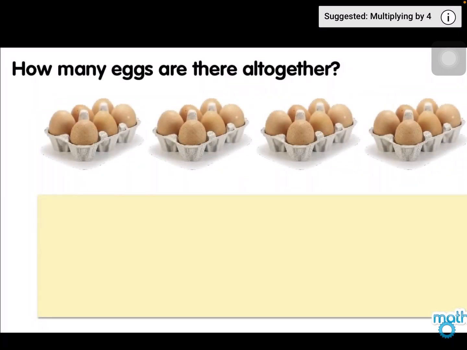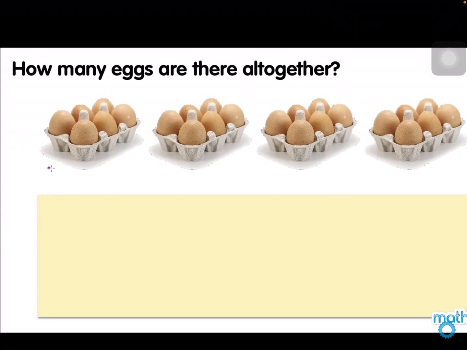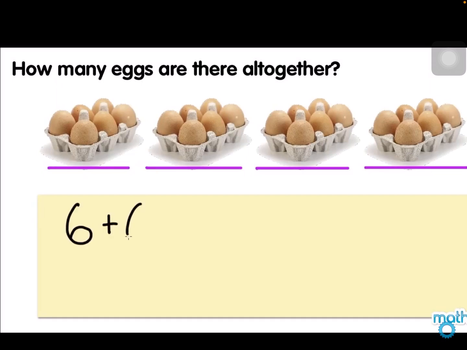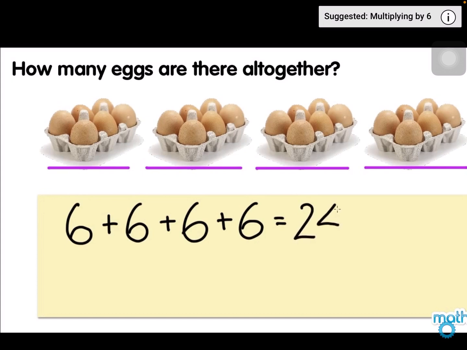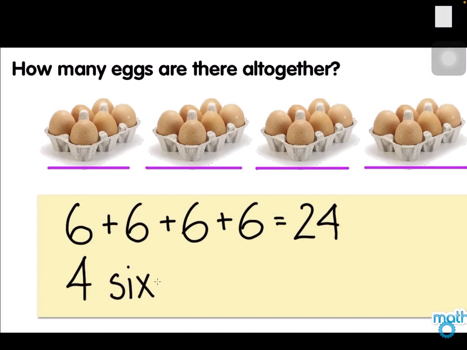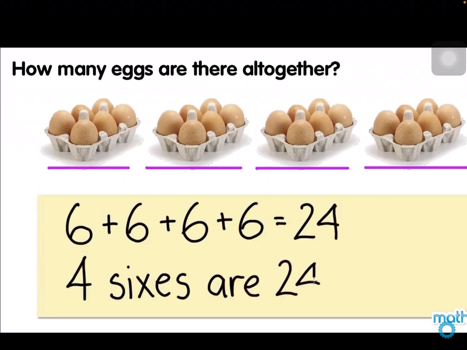How many eggs are there altogether? There are 4 groups of eggs. There are 6 eggs in each group. 6 plus 6 plus 6 plus 6 equals 24. 4 sixes are 24. There are 24 eggs altogether.